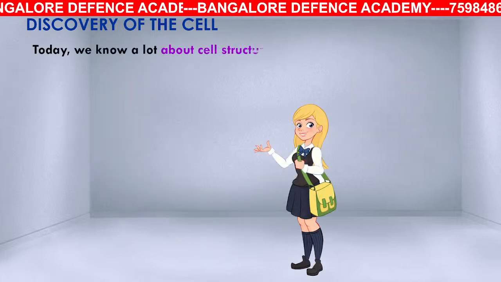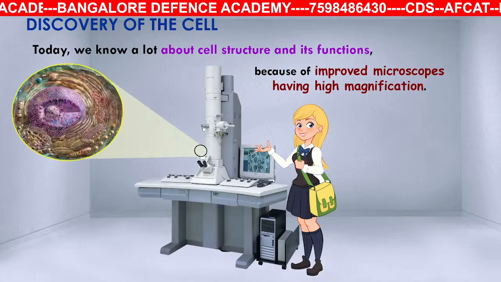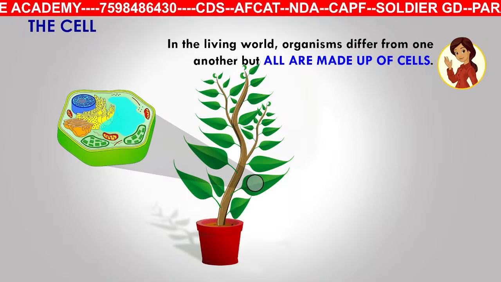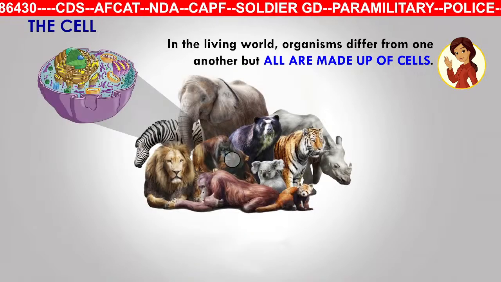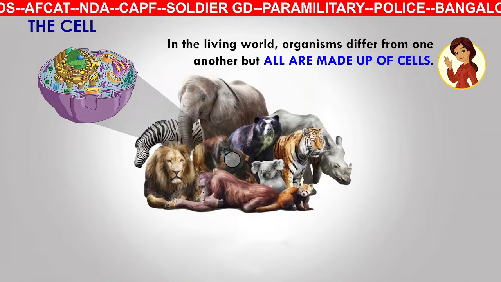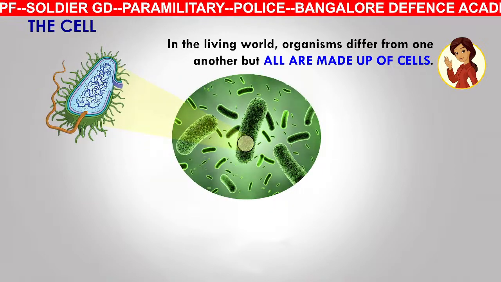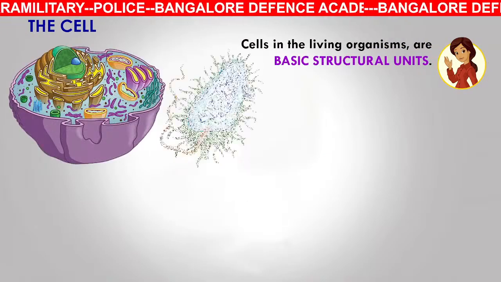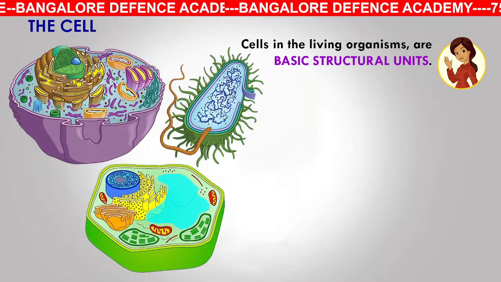Okay, so today we also know a lot about cell structure and its function because of improved microscopes having high magnification. Okay, so look at this. In the living world, organisms differ from one another, but all are made up of cells. We'll see this in detail now. Look at this. This is an animal cell. These are all bacteria, amoeba, viruses. Cells in the living organism are basic structural units. So these are the basic units. So okay, this is how the cells look like.